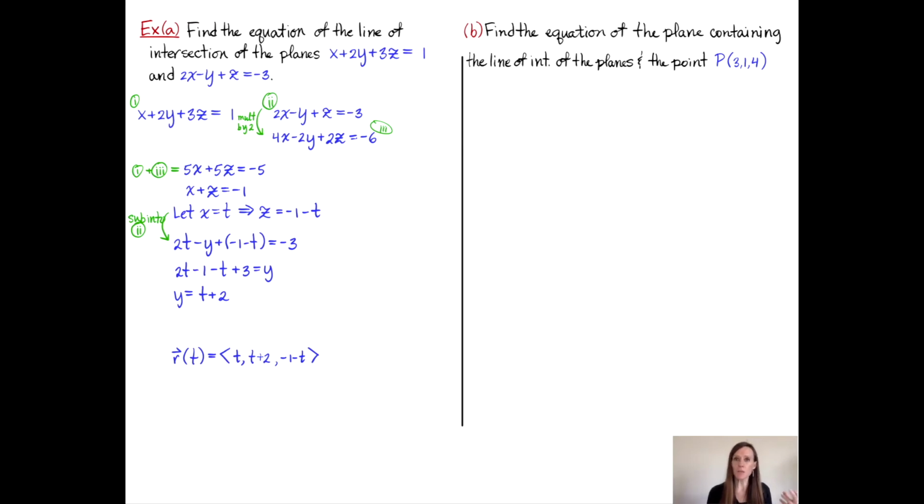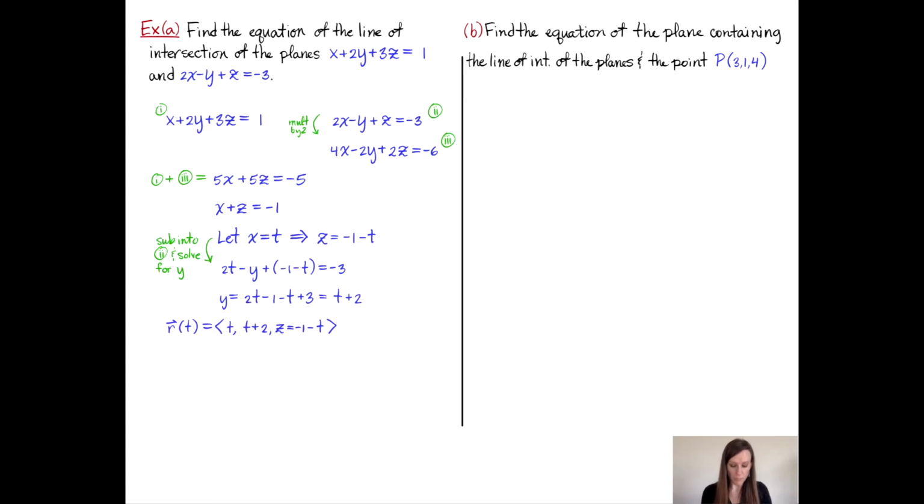And so in part B, we want to find an equation of the plane that is containing this line and the point (3, 1, 4). I think it's always helpful to start with a sketch of what we're dealing with. So I started by sketching r of t, our line, and our point P. Now, to find the equation of a plane, we need a normal vector and a point. In order to find the normal vector, we need two vectors that lie in the plane. And in order to find vectors that lie in the plane, we need 3 points.